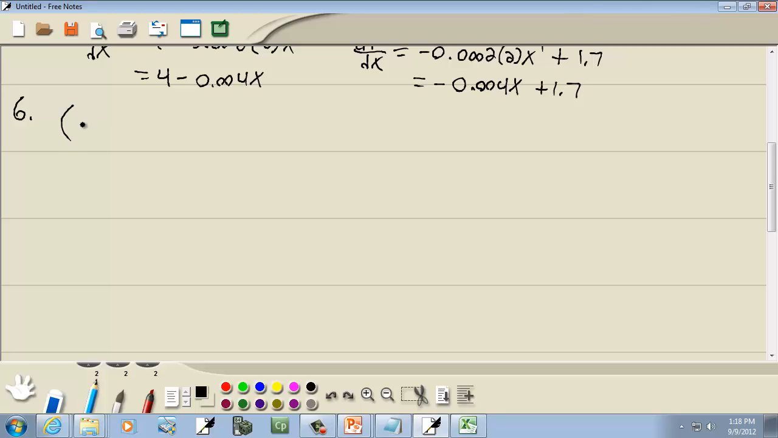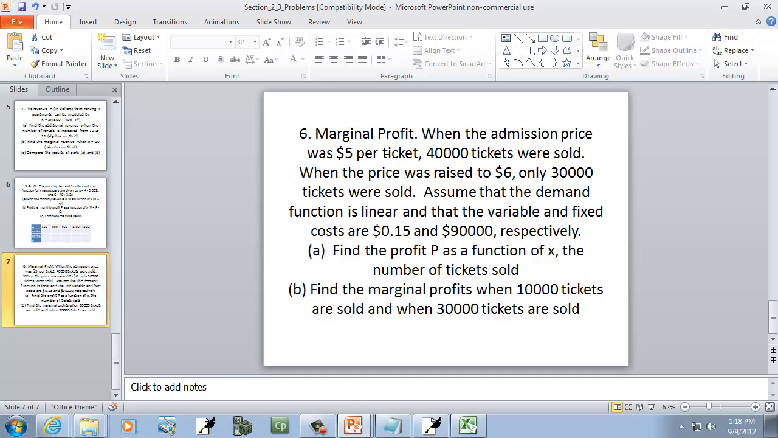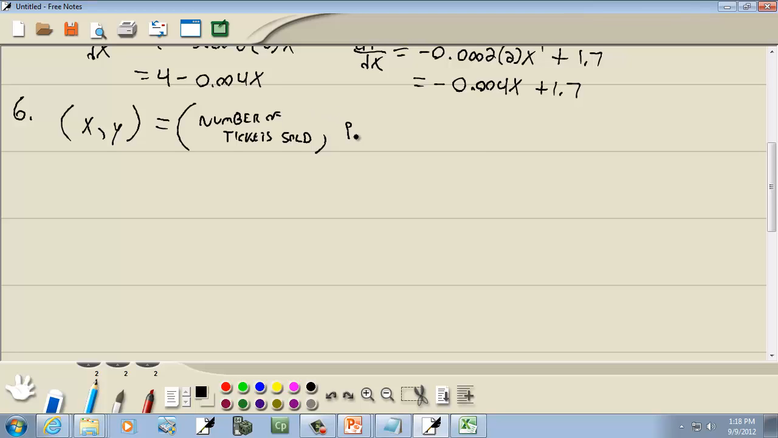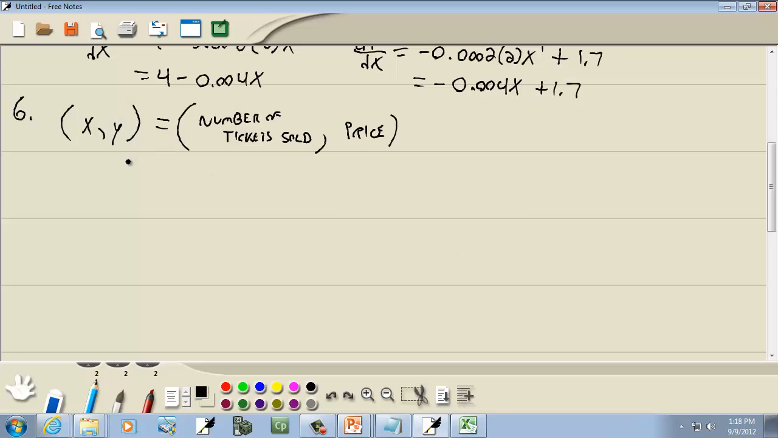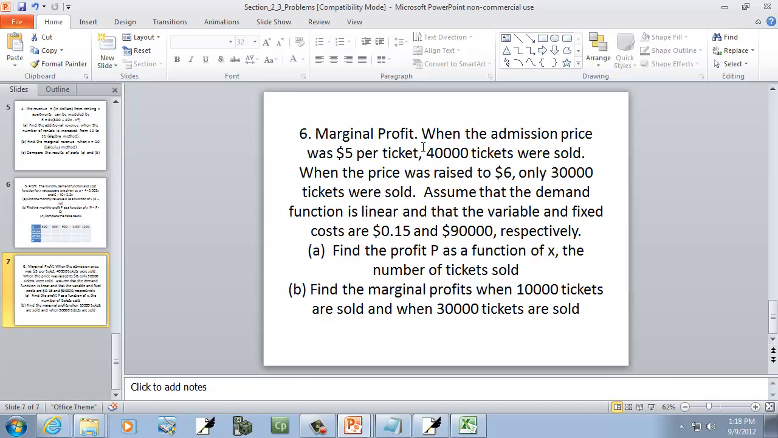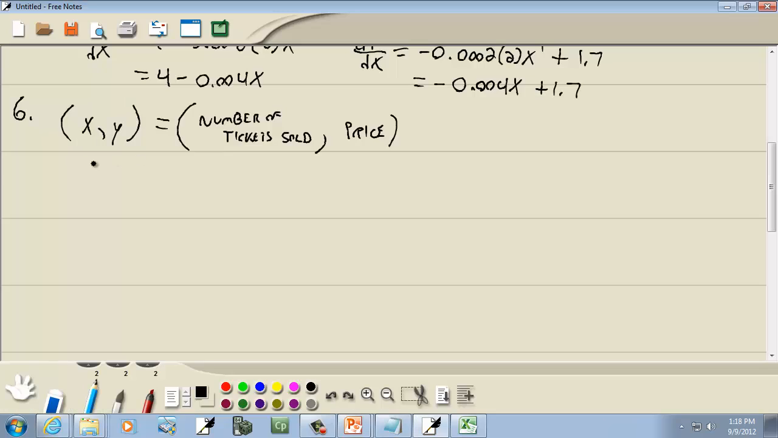So if I look at what our points are, this is X and Y. For this problem, the X is the number of tickets sold. And our Y will be admission price, I guess, price per ticket. So you have to read the problem to see what X is going to refer to, and X is number of tickets sold. Well, the first thing they give us is when the admission price is $5, 40,000 tickets were sold. So they're giving us a point there.